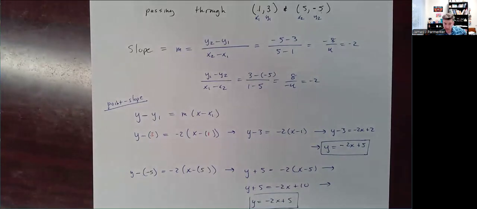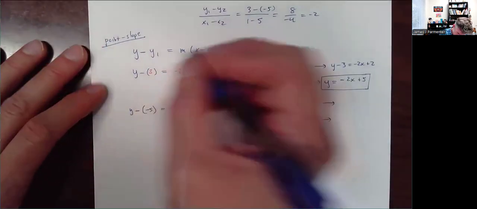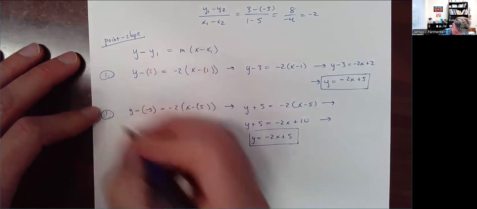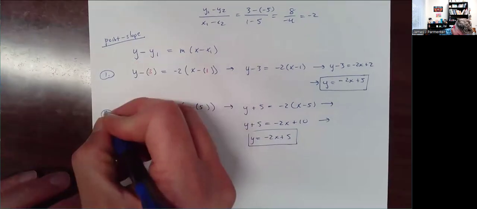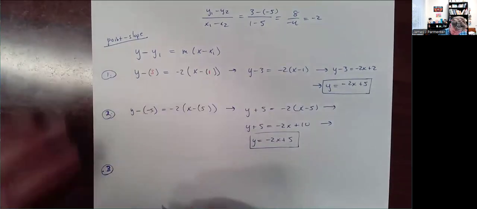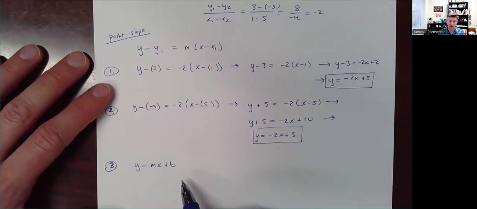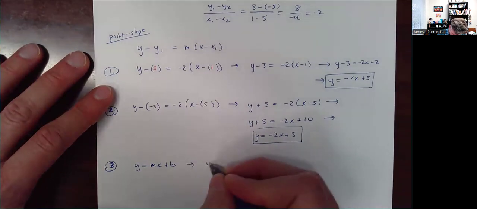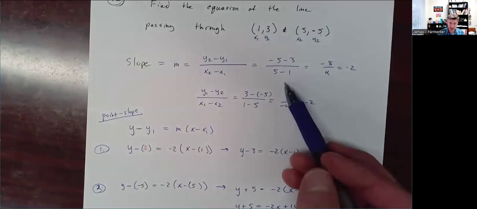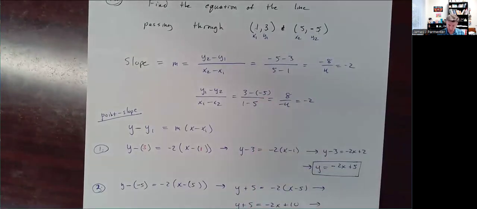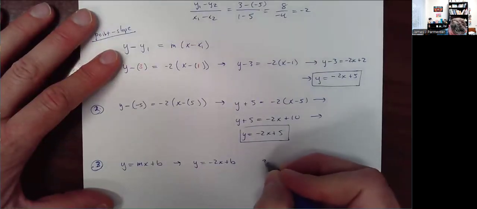Or thirdly, I could do it the way that is not my favorite, but it's totally fine. You can do it this way, or this way, or this way. You can start with y equals mx plus b. Plug in your value for m. It's going to be y equals negative 2x plus b. And then pick either one of these points to plug in for x and y. So I plug in 1 for x and 3 for y. I'm going to solve for b.